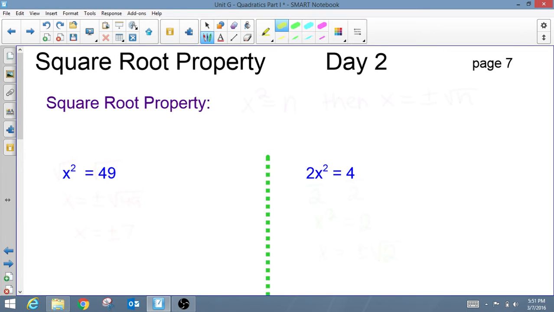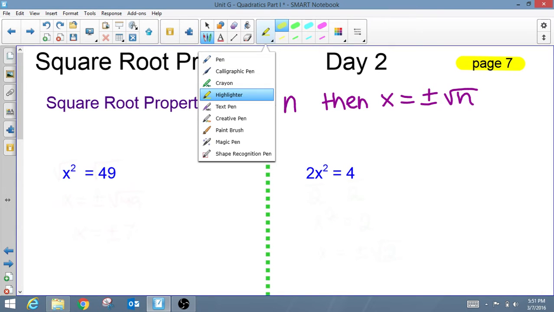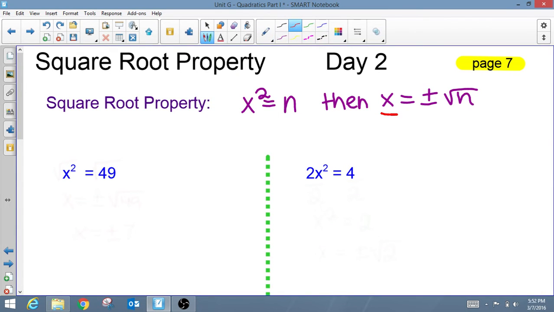Today we are talking more about the square root property. So you should be on page 7 of your notebook. And remember the square root property from yesterday. If we have an equation with x squared and we have to take the square root, then we will end up with two answers. We're going to end up with a positive and we're going to end up with a negative. So let's solve some more problems using this property.